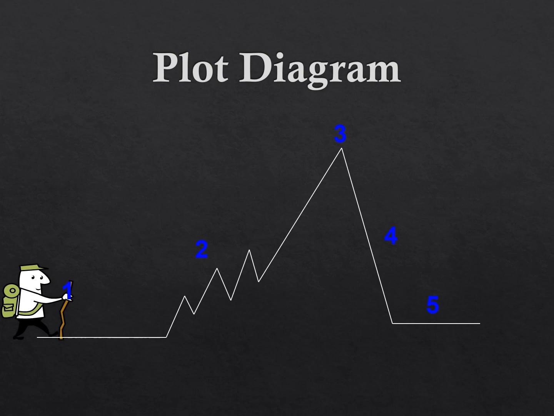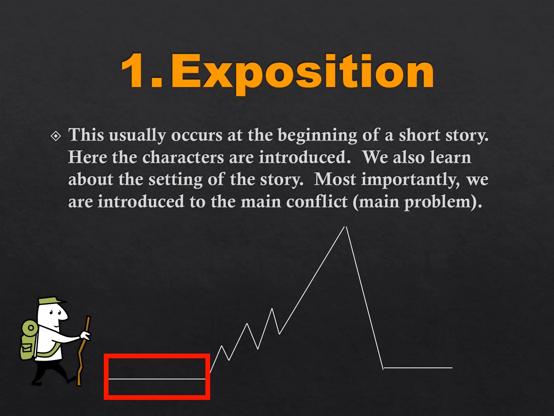So here is a plot diagram of the parts of the plot. Number 1 is the exposition, followed by the rising action. Third is the climax, which is the highest point of interest, then the falling action, and the resolution. Let's discuss each. Let's begin with exposition.